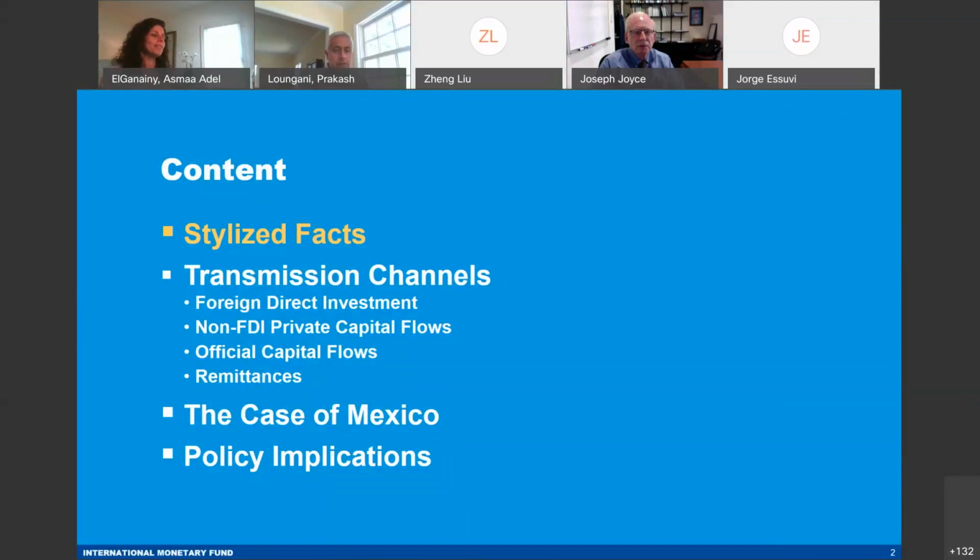Okay, so here is the outline of the presentation. We will start with some stylized facts and then discuss in some level of detail the transmission channels through which financial globalization affects income inequality. We do this essentially by documenting the literature in this area, synthesizing the academic and policy debate. And the aim is to understand the conditions and hopefully ultimately design policies that would enable maximizing the benefits from financial globalization for all. So to do this, we looked at different types of flows, FDI, non-FDI, private flows, including portfolio equity flows and official flows, aid, reserves, as well as remittances. We will after that discuss the case of Mexico, which illustrates various aspects of the nexus between capital flows and inequality, and then conclude with some policy recommendations.